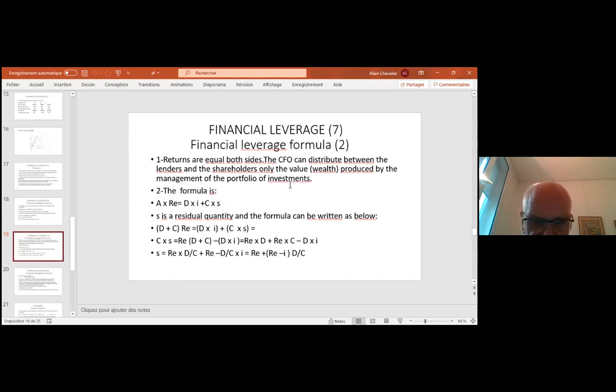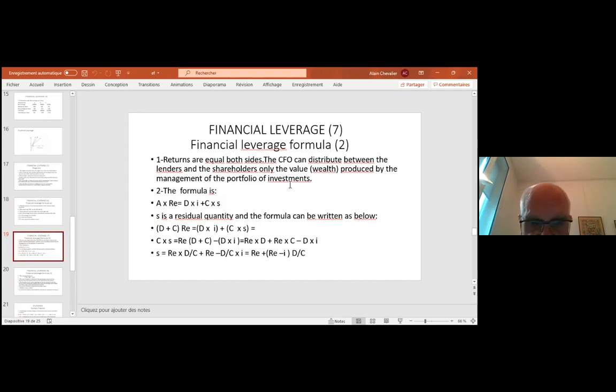You divide now all these elements by C. You isolate S, which you want to measure, and you get S is equal to RE multiplied by D divided by C plus RE minus D divided by C multiplied by I. It means you have taken the preceding line on the right side and you divide all these terms by C.